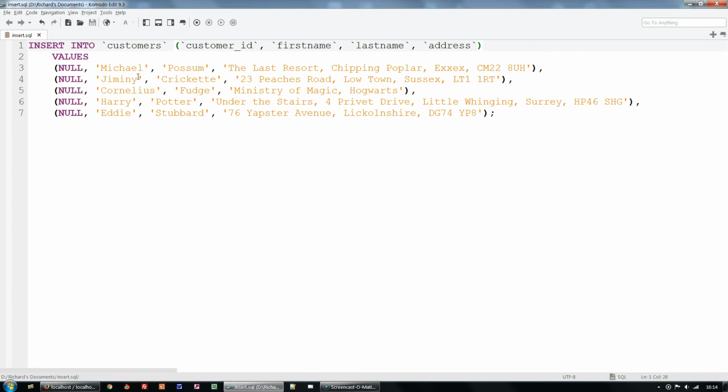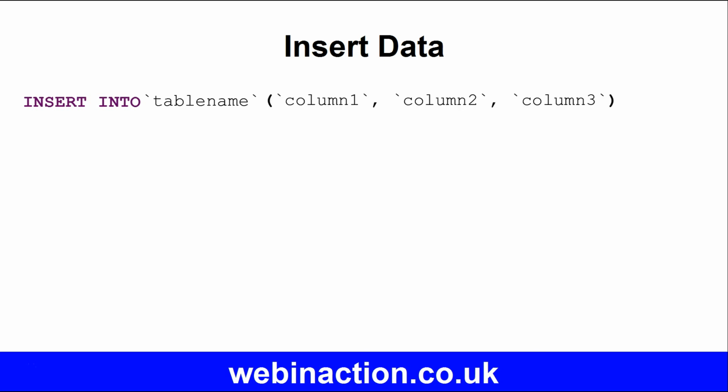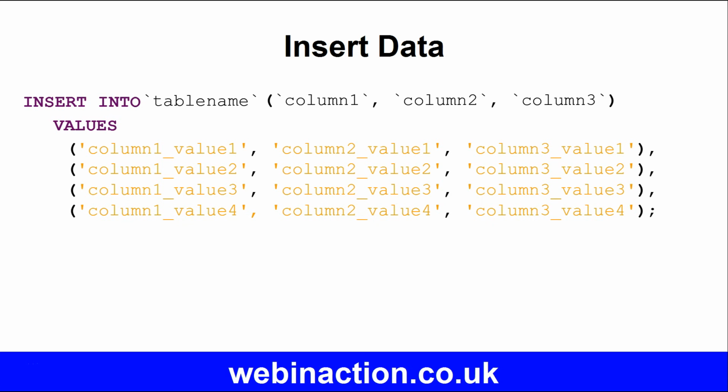That's why they're all NULL. They could equally well be a set of quote marks with nothing inside. That would have the same effect. So that's a typical MySQL insert command. INSERT INTO table name, parentheses. In the parentheses, a comma-separated list of all the columns in the table, VALUES, then sets of parentheses for each record, each set of parentheses containing a comma-separated list of values, each value inside quote marks.